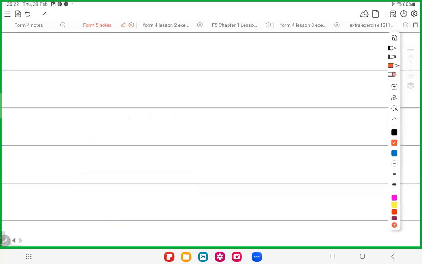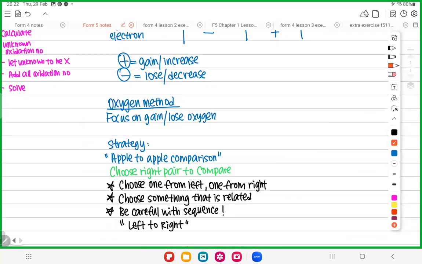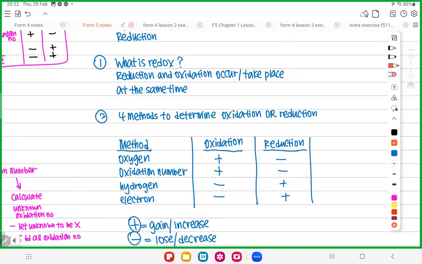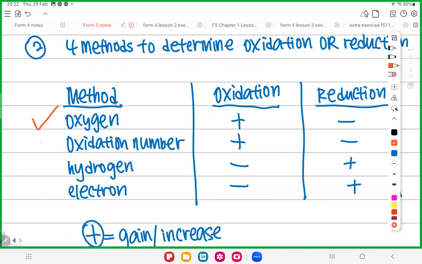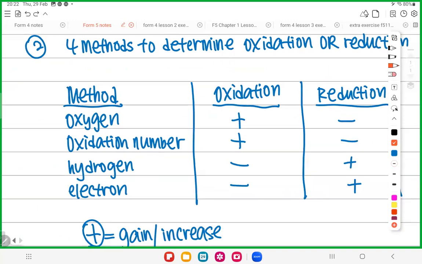Okay, today we will learn something very, very technical, so I need you to pay full attention. We covered oxygen, oxidation number, and hydrogen method. Today we will learn the electron method. Today we will learn something very, very important. The electron method, how important?